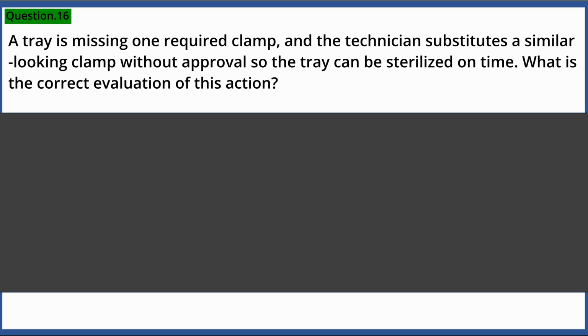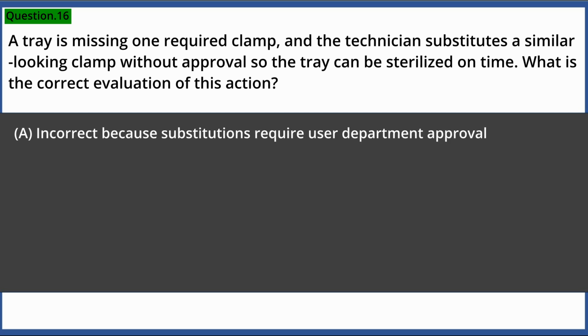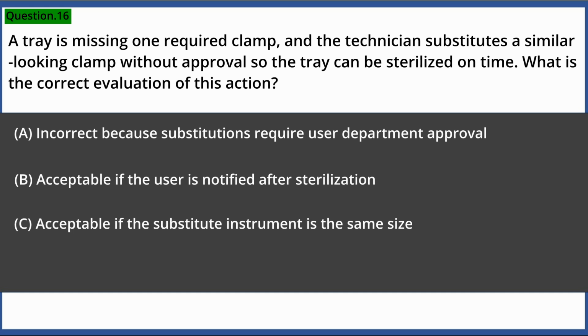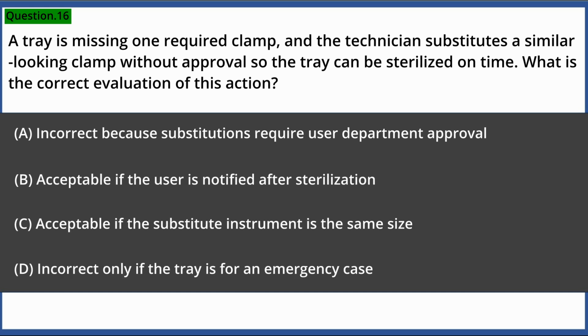What is the correct evaluation of this action? A. Incorrect because substitutions require user department approval. B. Acceptable if the user is notified after sterilization. C. Acceptable if the substitute instrument is the same size. D. Incorrect only if the tray is for an emergency case. Answer. A. Incorrect because substitutions require user department approval.